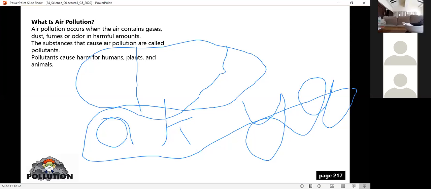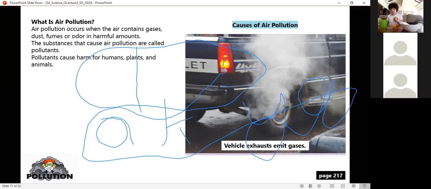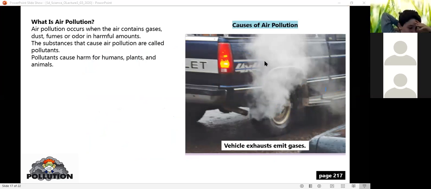Now in this slide we're saying that air pollution happens when fuels and harmful substances pollute the air. They cause harm to plants, animals, and humans. Let's talk a little bit about the causes of air pollution. Vehicles need gasoline, they need fuel to work. So when we burn fuel, we are polluting the air.